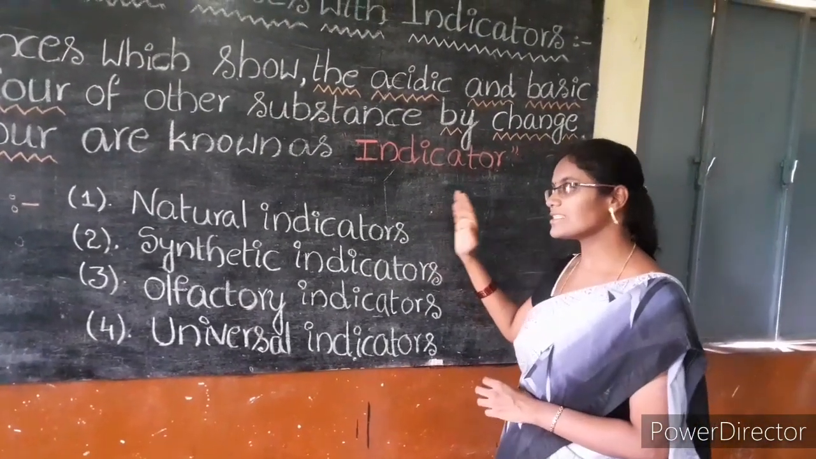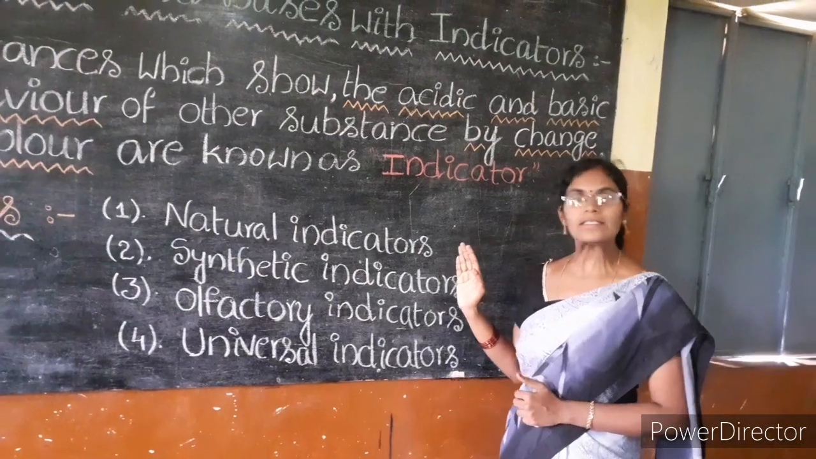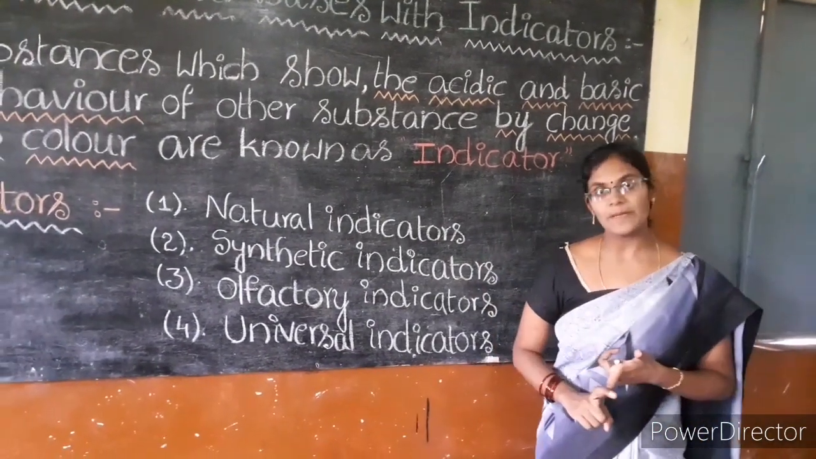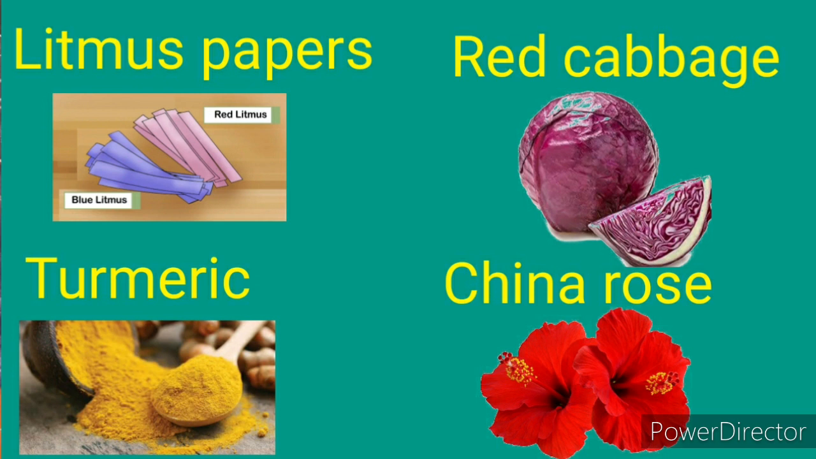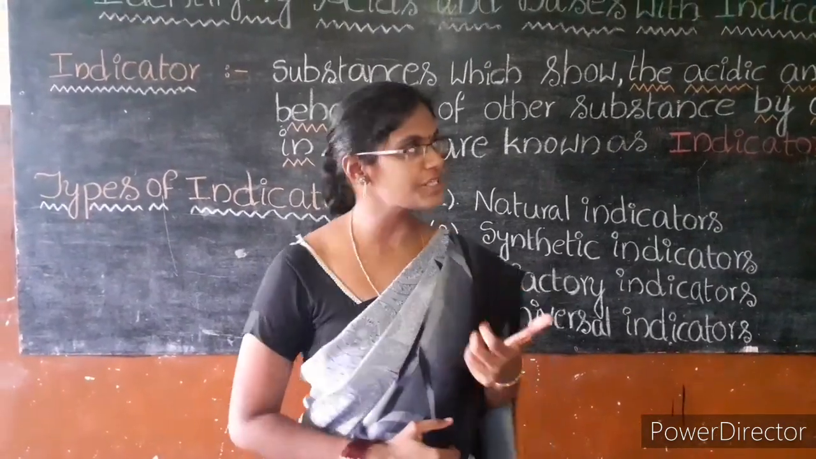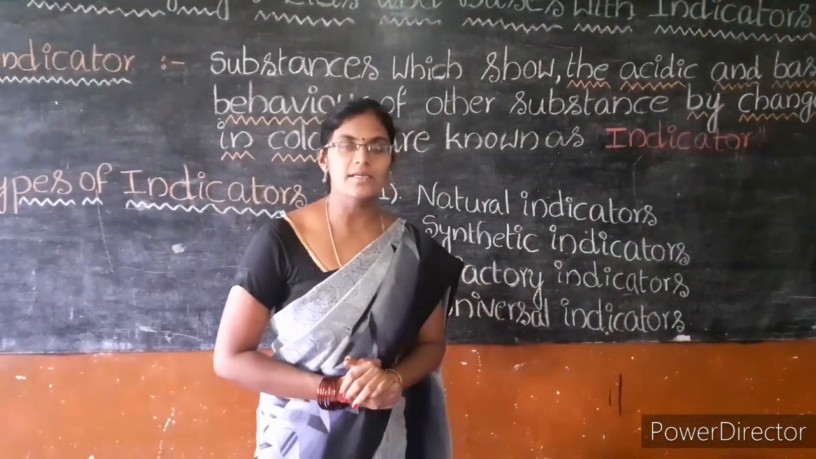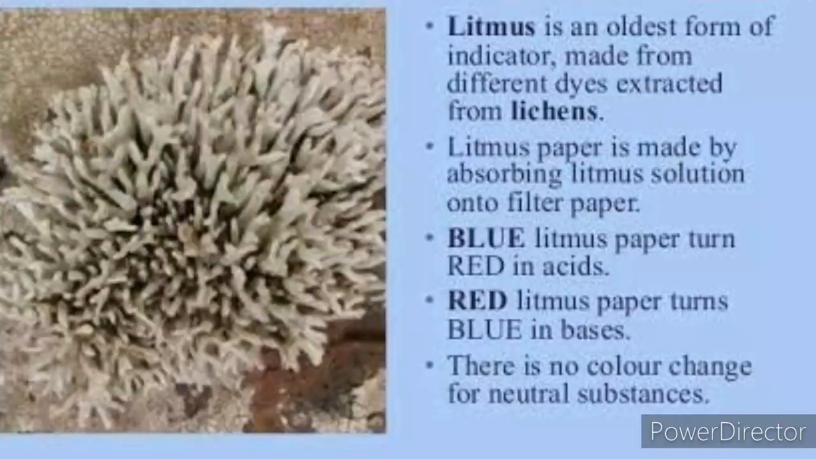First, natural indicators are the indicators which are obtained from natural sources. Examples of natural indicators are litmus paper, turmeric, red cabbage, and China rose. These are only a few examples of natural indicators. Now I am going to demonstrate the testing of acids and bases with some of the natural indicators. First, consider litmus paper.